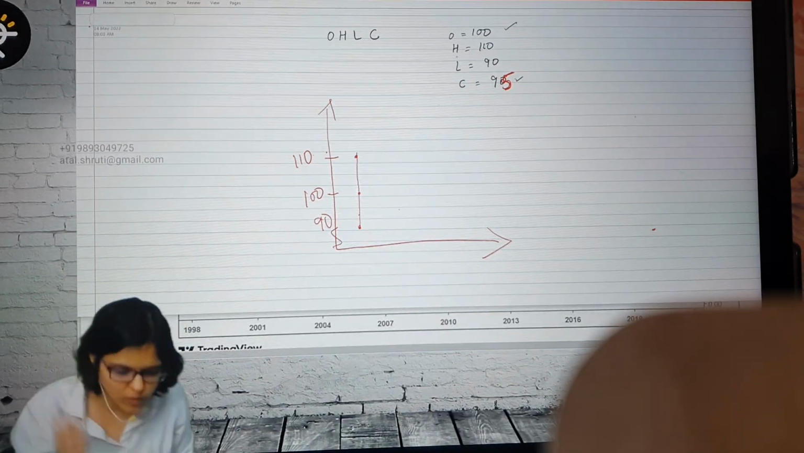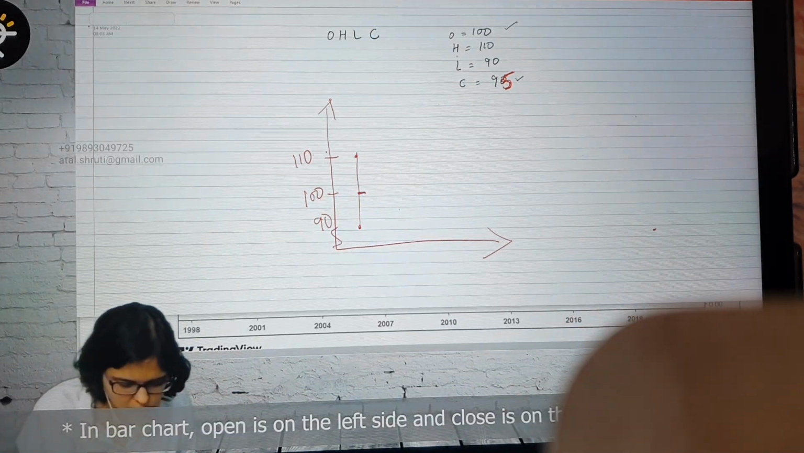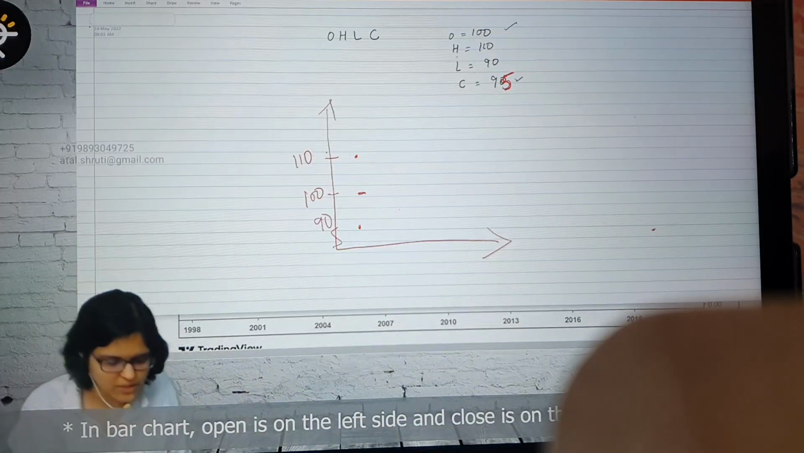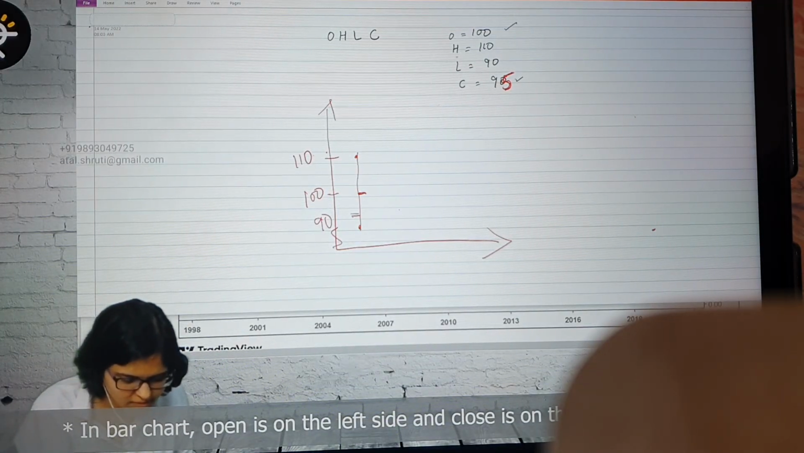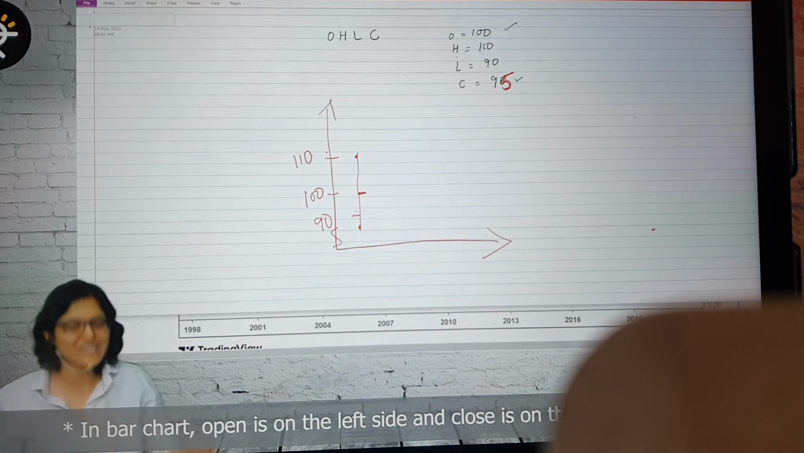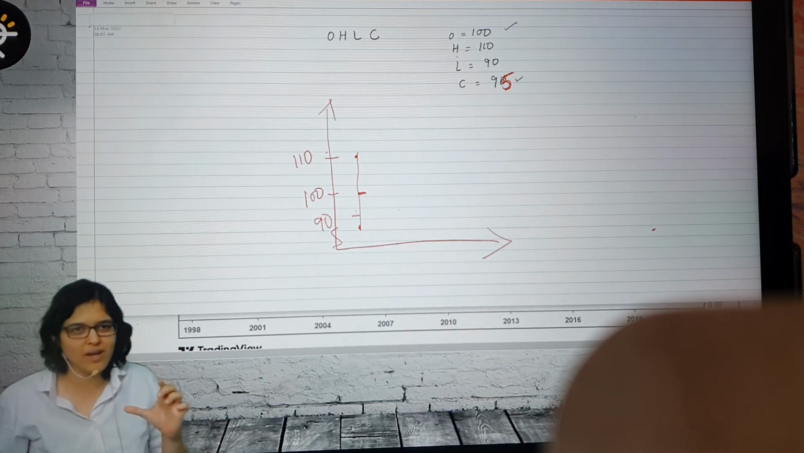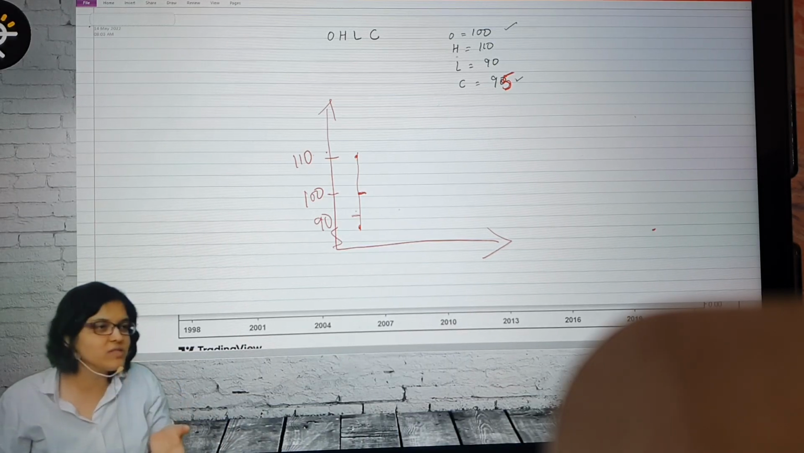Okay. So where was the open? 100. Correct. So 100, and close is 95. Assume this is 95. Okay, so this is how a bar chart will look. But again, to be honest, I don't remember when I've ever used it. I'm just telling you because it's there in theory.